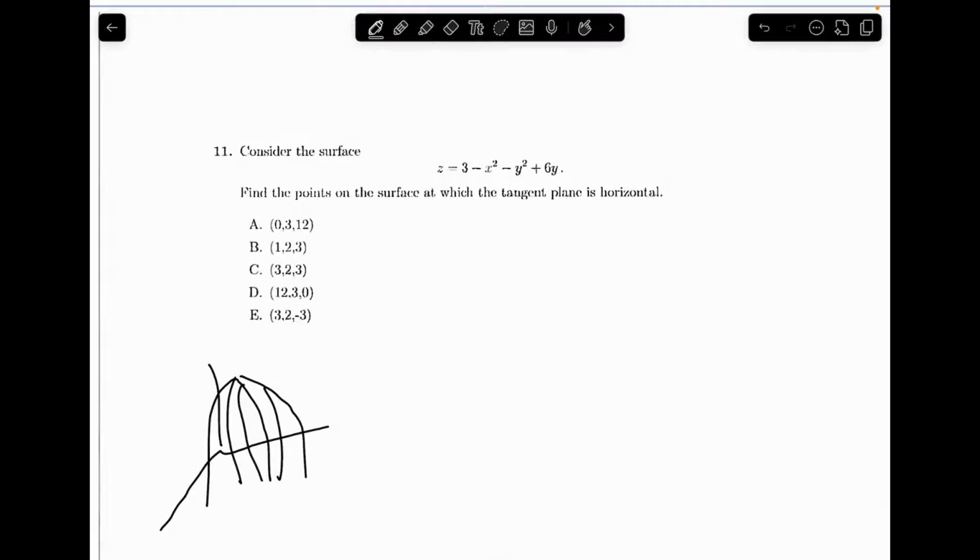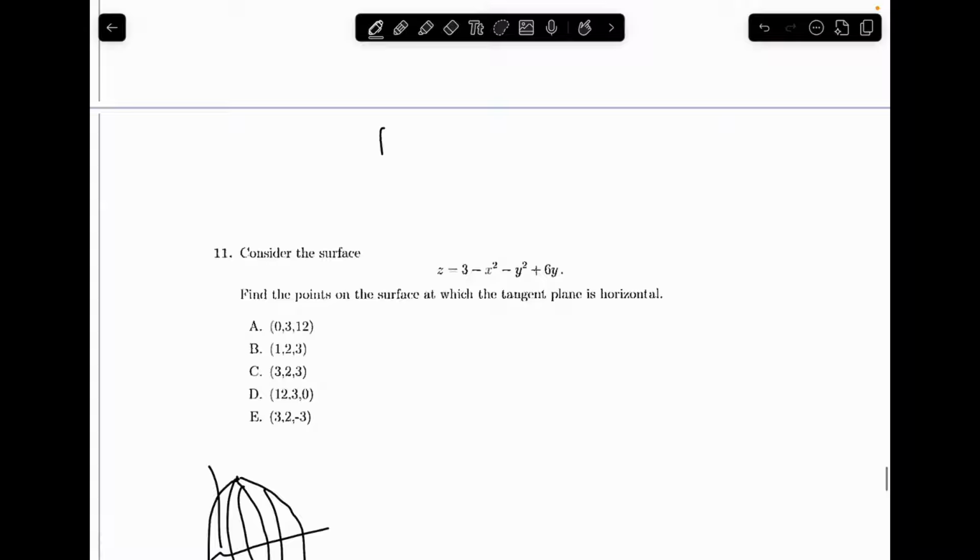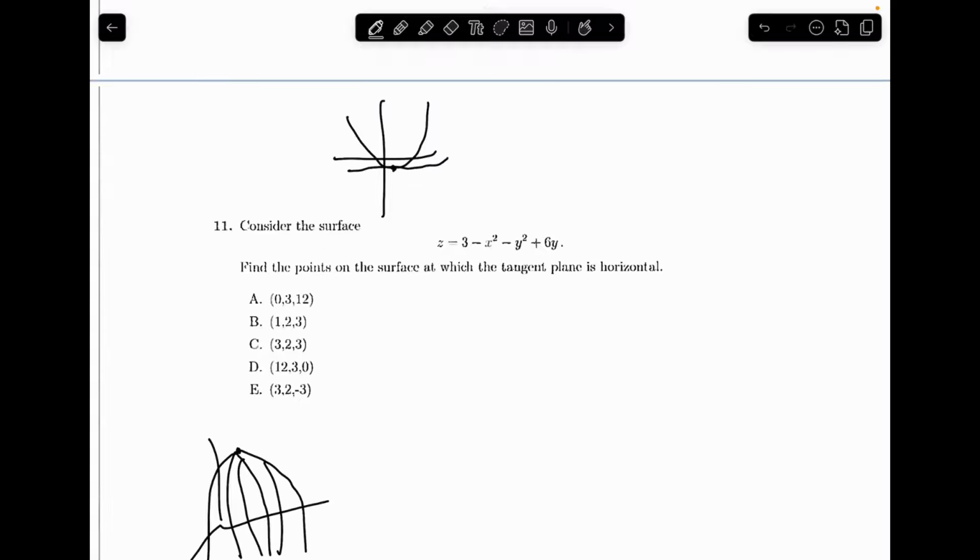So if we can find the vertex, naturally the tangent plane at the vertex should be horizontal, and that's analogous to 2D. If you have a 2D parabola, the point at which the tangent line is horizontal is going to be at that vertex. So really, we're just looking for the vertex of this paraboloid. So we can complete the square, and then we should have our answer. So we're going to get z equals 3 minus x squared, and then we have to factor out the negative sign, which is kind of annoying, but yeah.